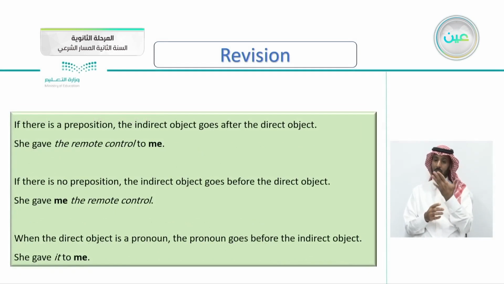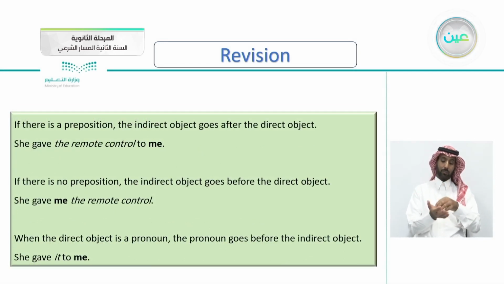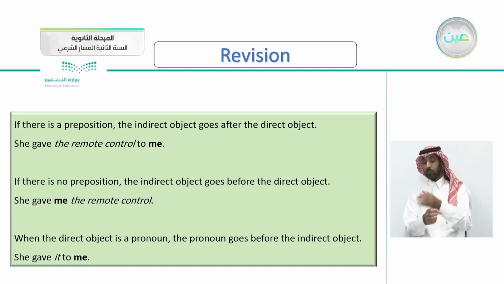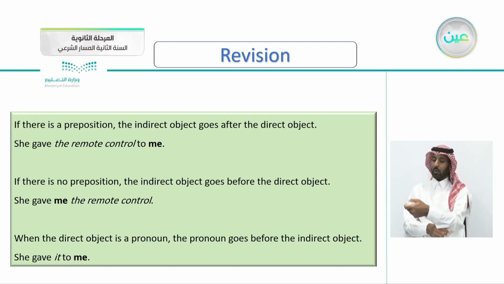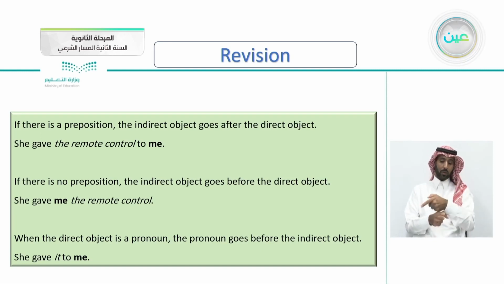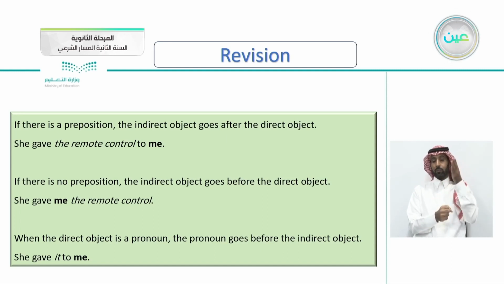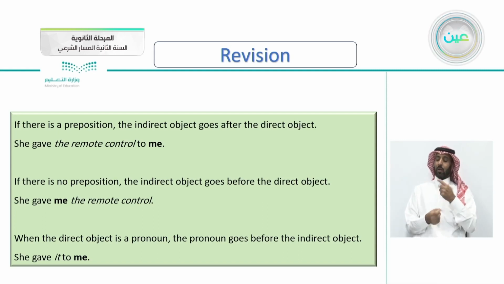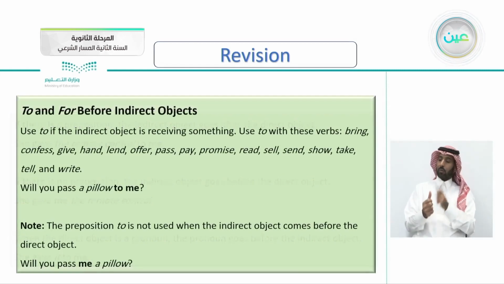And also here, if there's a preposition, the indirect object goes after the direct object. She gave the remote control to me. If there's no preposition, like to or for, the indirect object goes before the direct object. She gave me, so me here is the indirect object, the remote control, which is the direct object. When the direct object is a pronoun, the pronoun goes before the indirect object. She gave it to me.